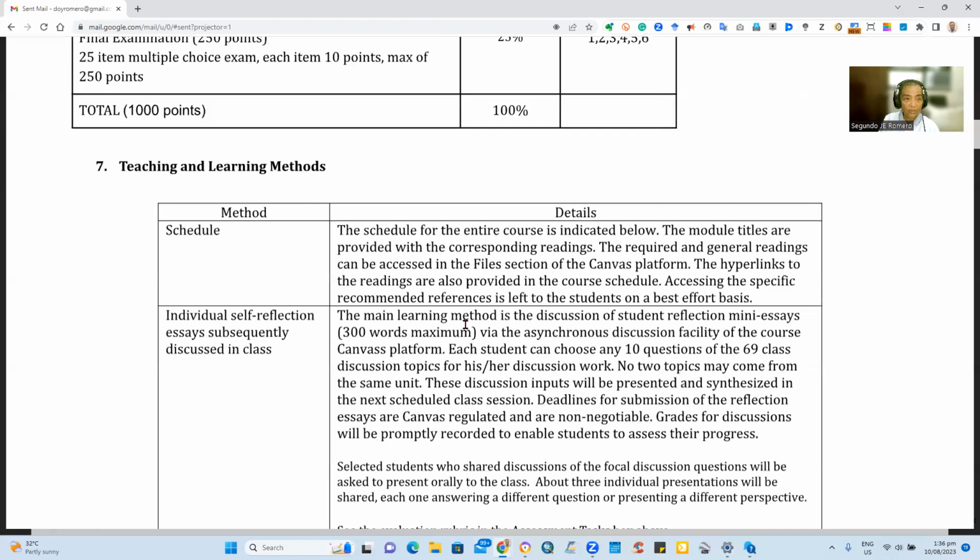The module titles are provided with corresponding readings, so you don't have to really guess which ones you have to read. The required and general readings can be accessed in the files section of the Canvas platform. And the hyperlinks to these key readings are provided in the course schedule. Now, accessing the specific recommended readings is left to the students on a best effort basis. So basically, they become optional.